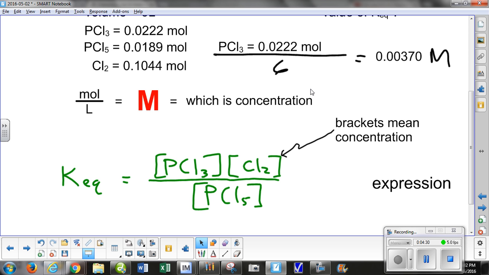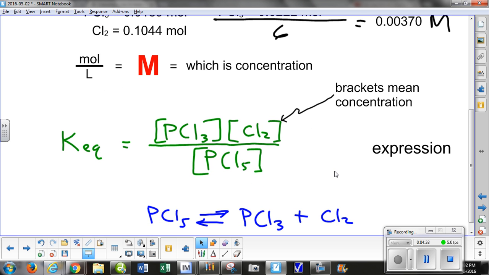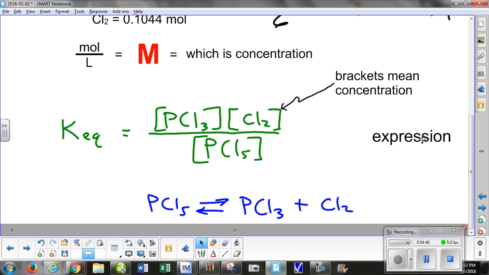Okay. So brackets mean concentration. So we're putting the concentrations in these brackets into the expression. And that is the balanced equation. No coefficients, so we don't have any exponents up here. Now it's just a matter of plugging in the numbers and you get K sub EQ, the equilibrium expression.